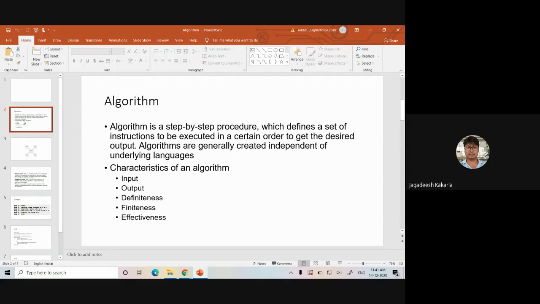Is it clear? Then, based on whatever programming language you know, you can convert this algorithm into a program. How many members understood what an algorithm is?